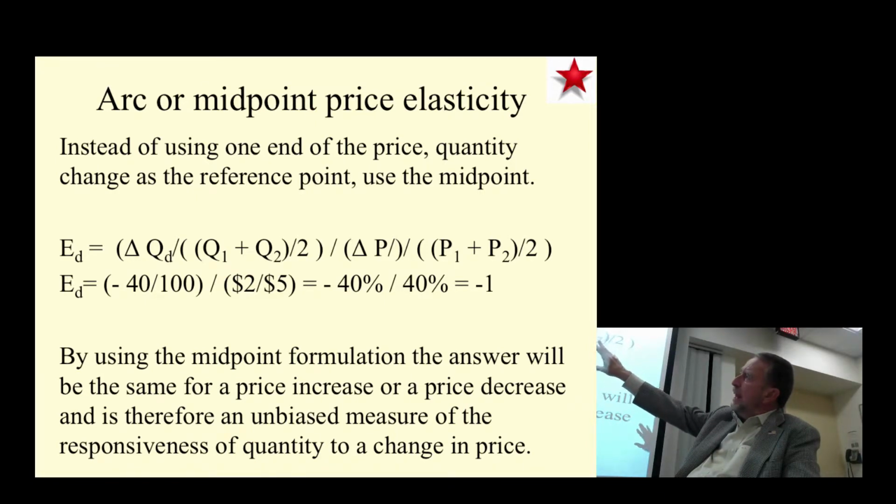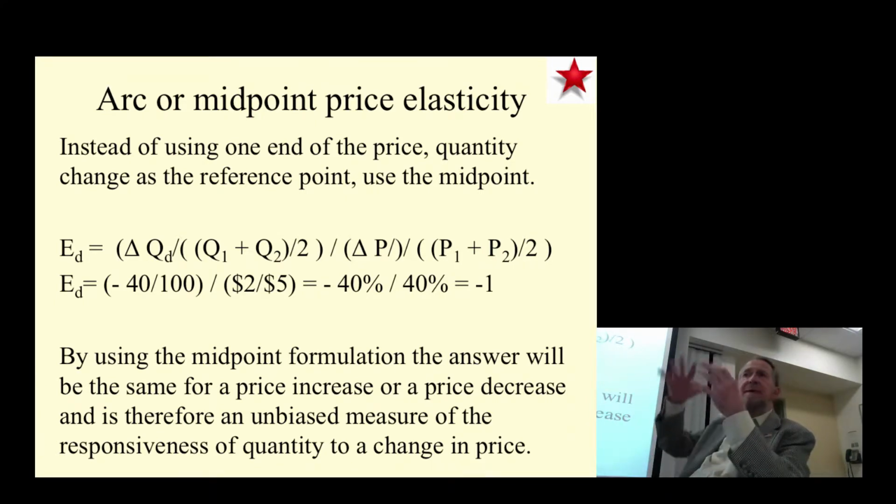When I calculate the percentage change in quantity, I take the change in quantity, and then I take the midpoint of the two quantities. Q1 plus Q2 divided by 2 would be halfway between the two quantities. And I do the same thing for price. I take the actual change in price and divide by the midpoint of the price, P1 plus P2 divided by 2. So in that case, we would get negative 1 in either direction of the calculation, because the midpoint's the same. So the amount of quantity change is the same, the amount of price change is the same, the midpoints are the same in either direction.